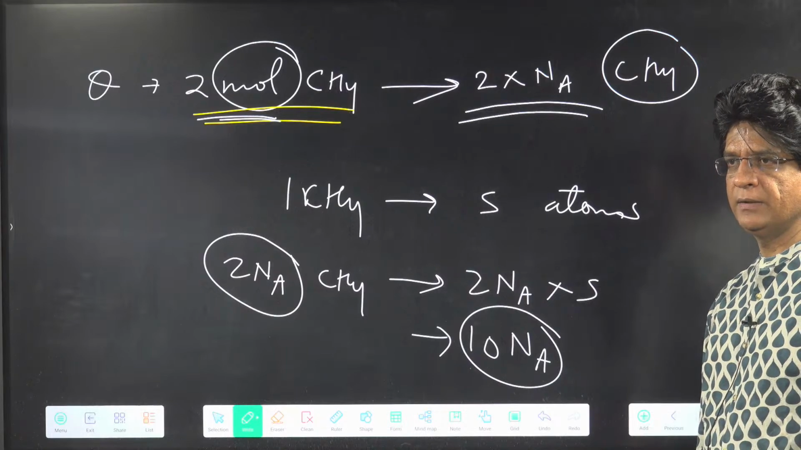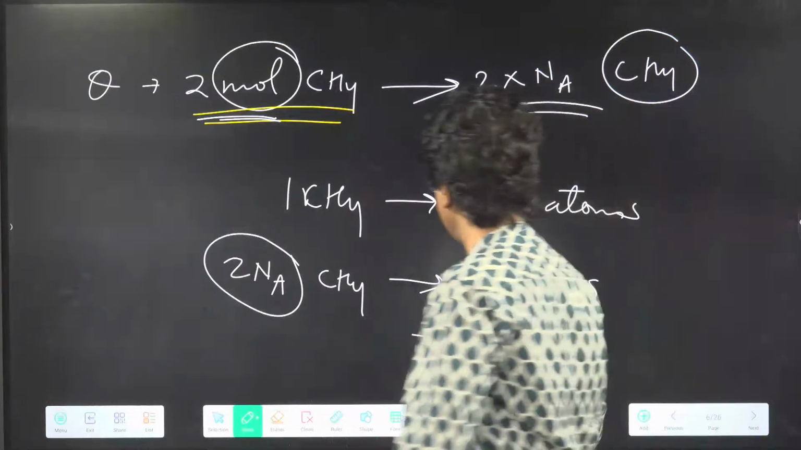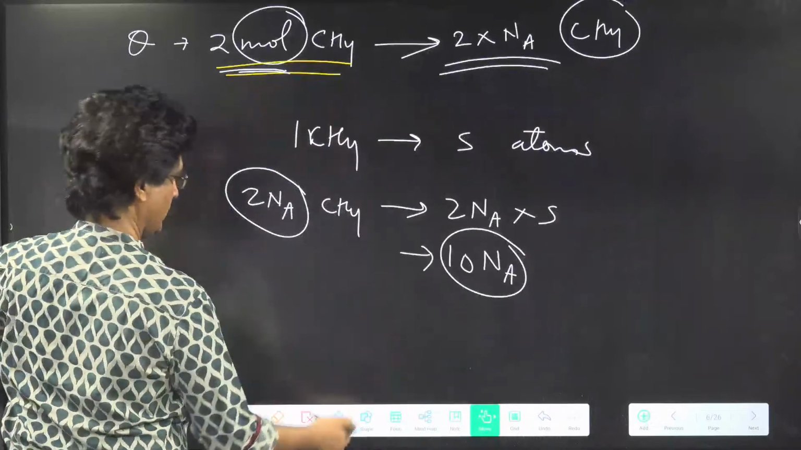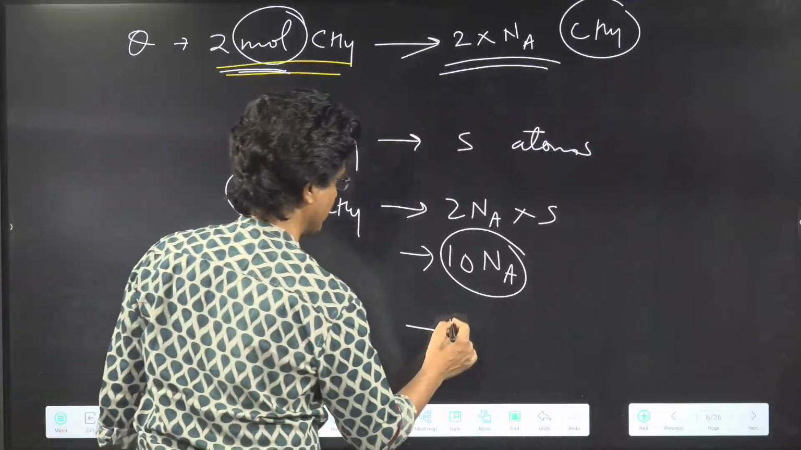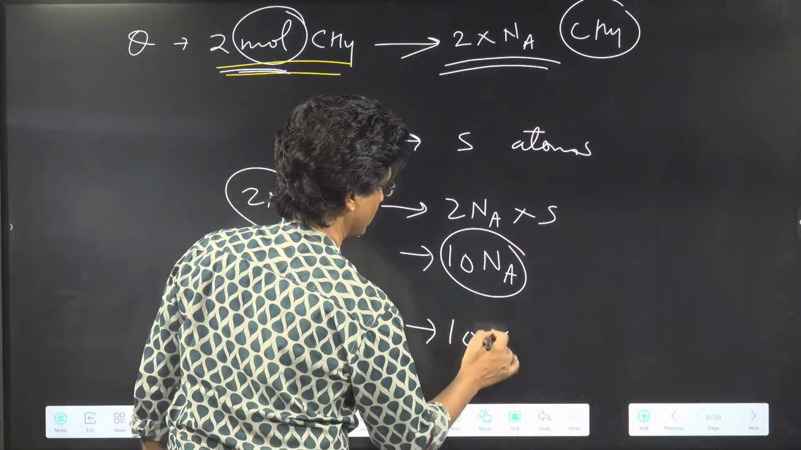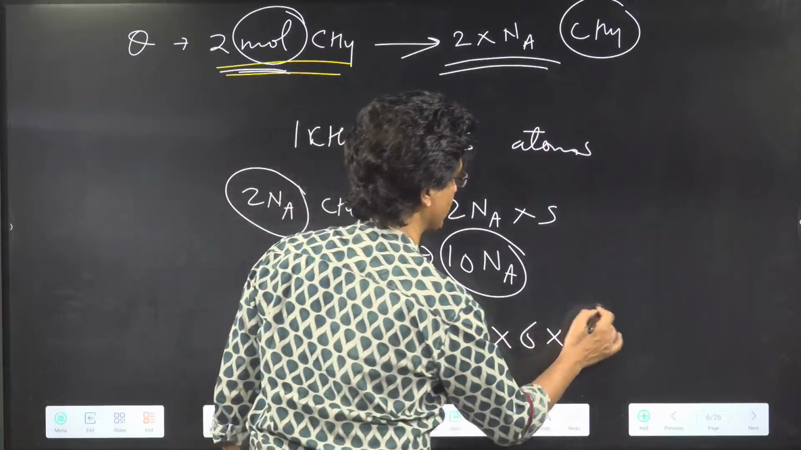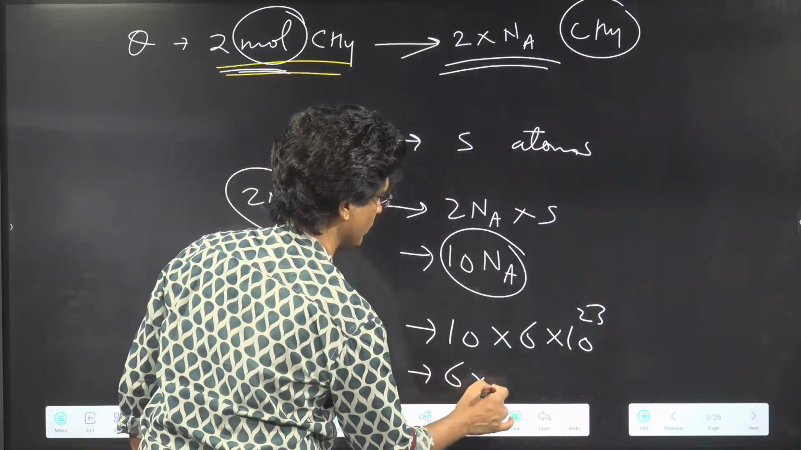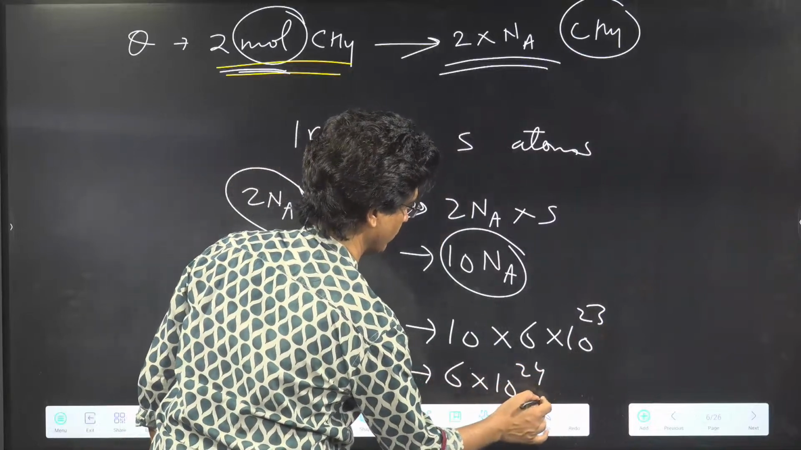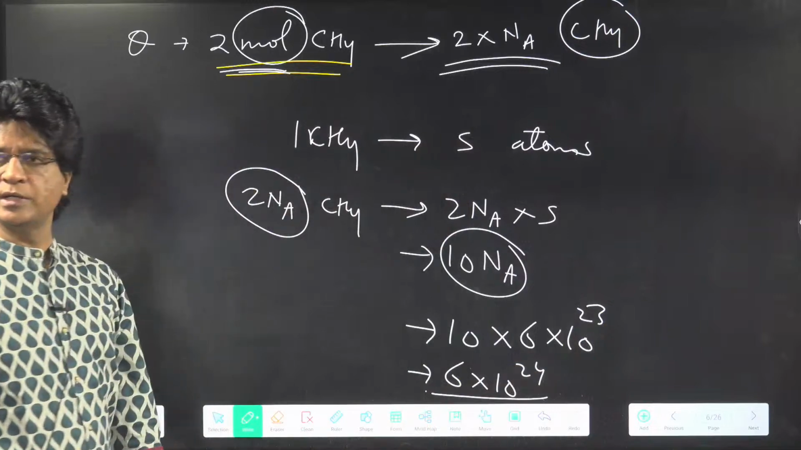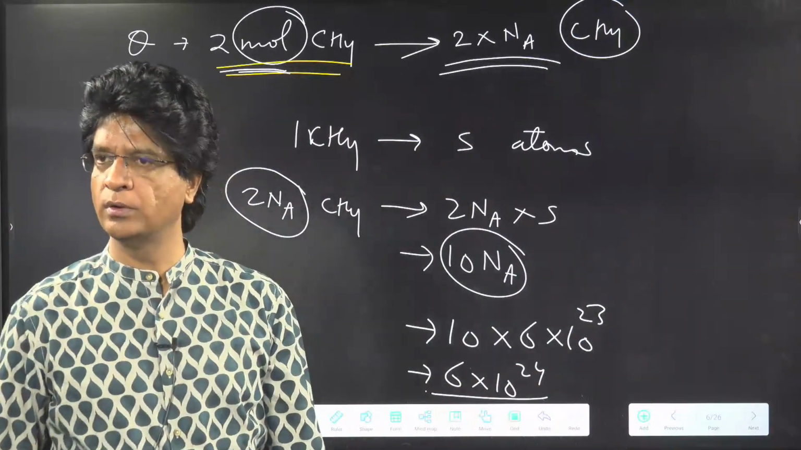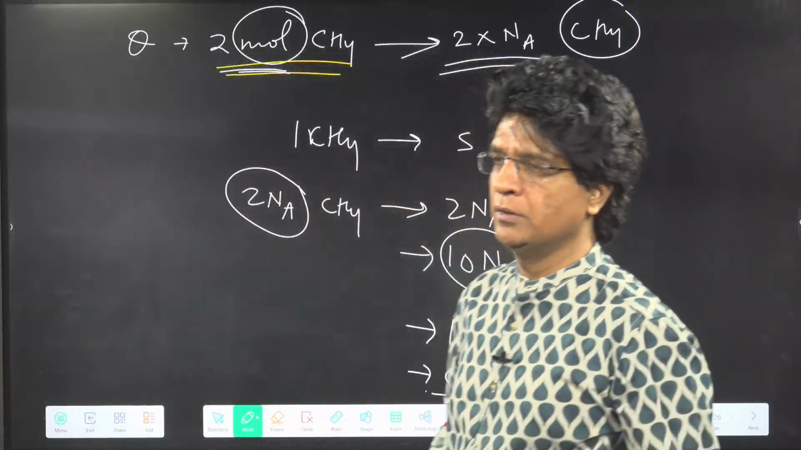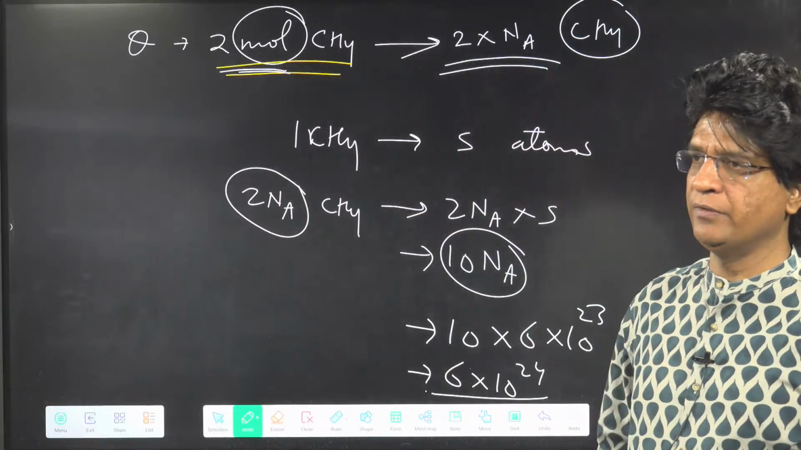Be careful with that. If I want to open it up, this can be written as 10 into 6 into 10 to the power of 23. That will be equal to what? 6 into 10 to the power of 24. No, beta, not 25.